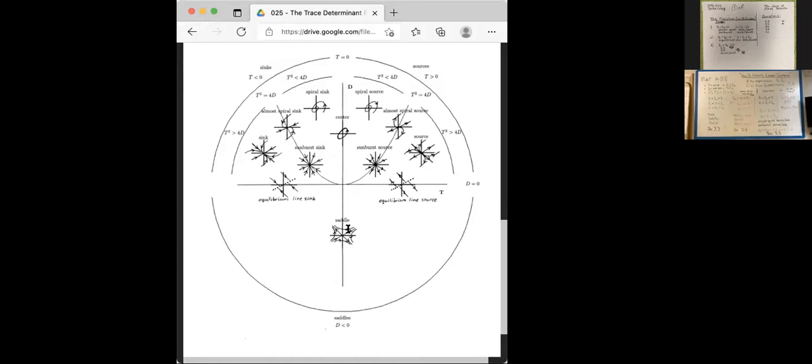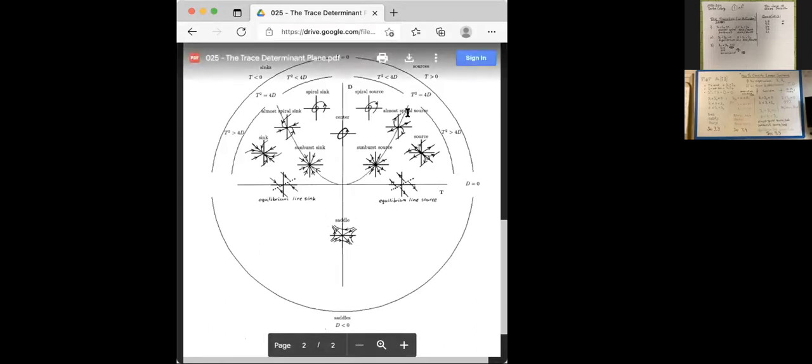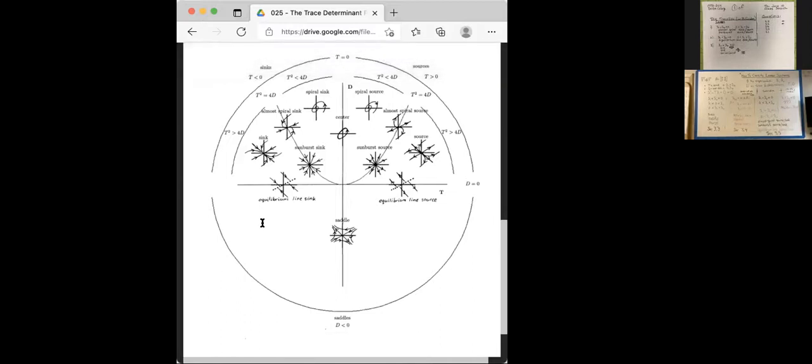So first I've got the whole plane. Bottom quadrants, saddle. Upper right, source. Upper left, sink. Then I've got all these different flavors. But before we get into this picture in section 3.7, I want you to understand that this picture is separated into large regions. Like the whole bottom is a saddle land.